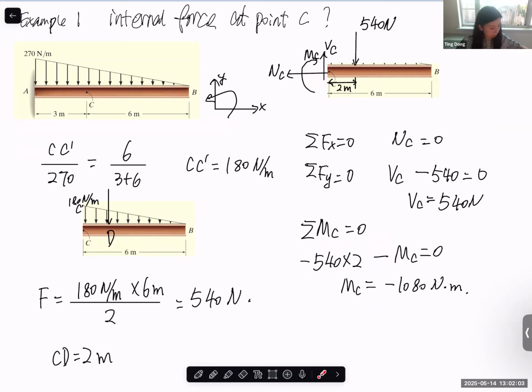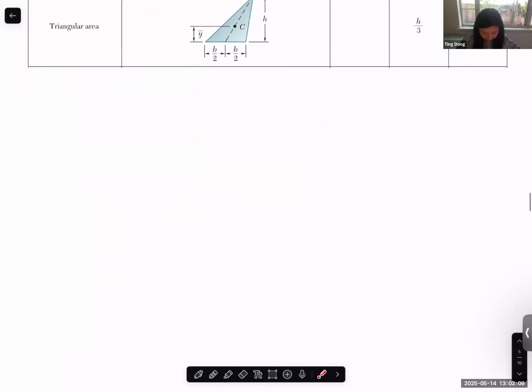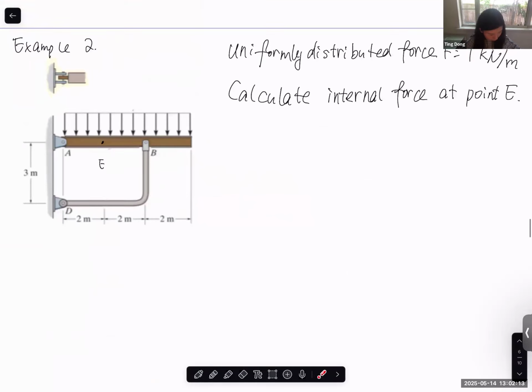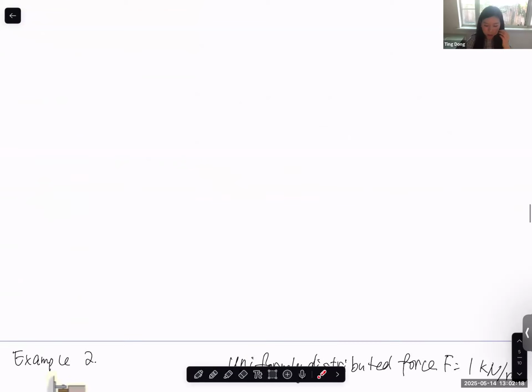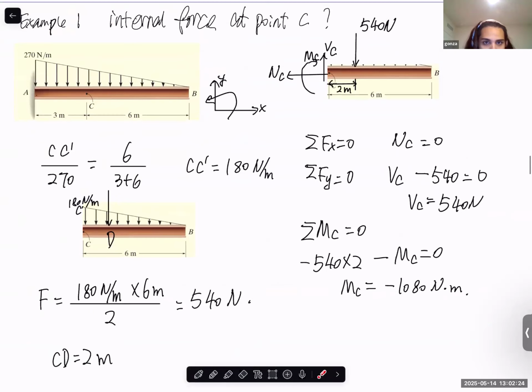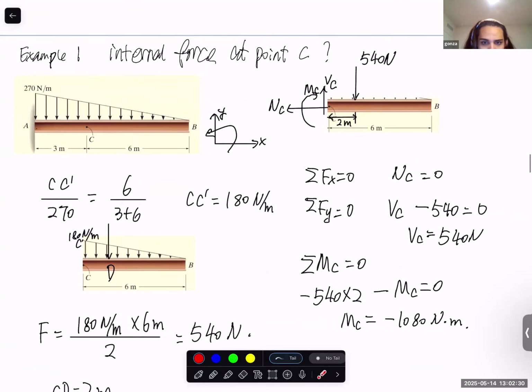Any question for this example problem? If no, let's move on to the second example problem. Okay, wait, back. I'm sorry. Question? For the moment, how did you calculate the internal moment, the bending moment, exactly again? I see that you did 2 times 540. Where did the 540 come from?